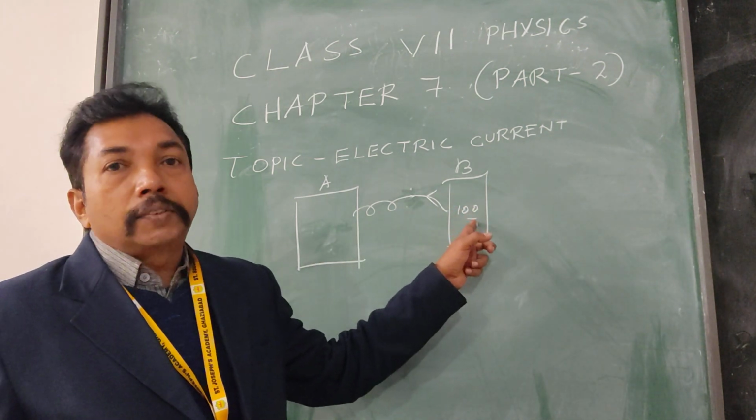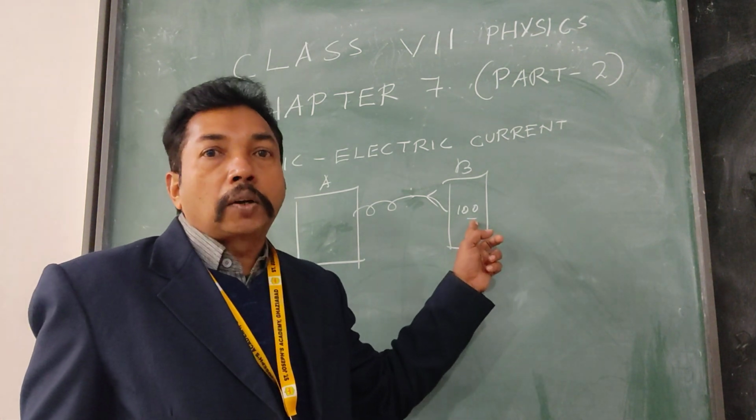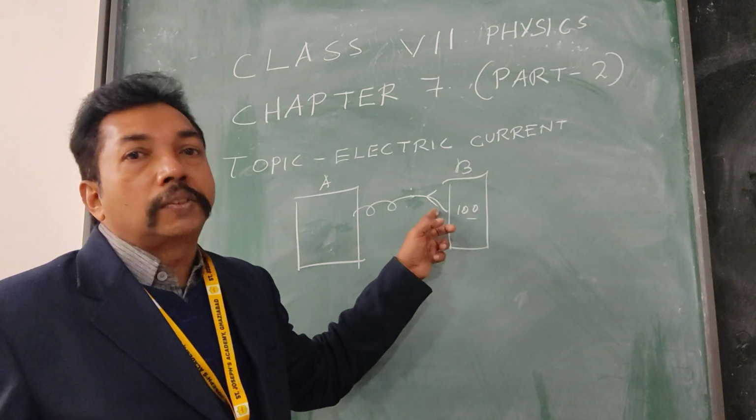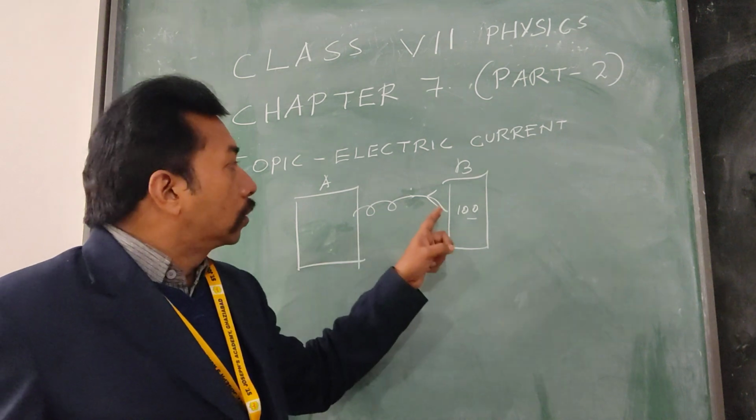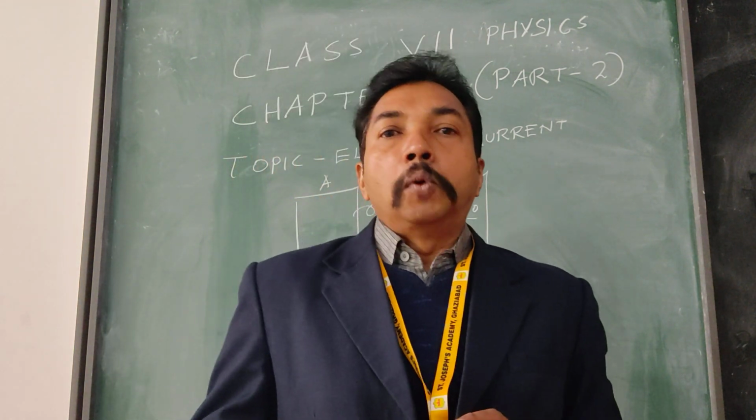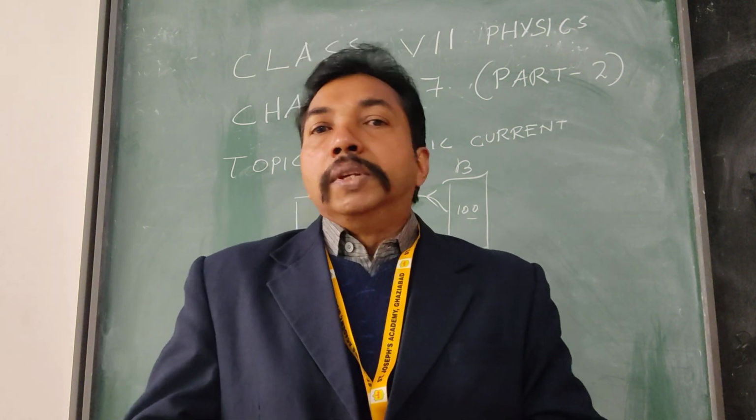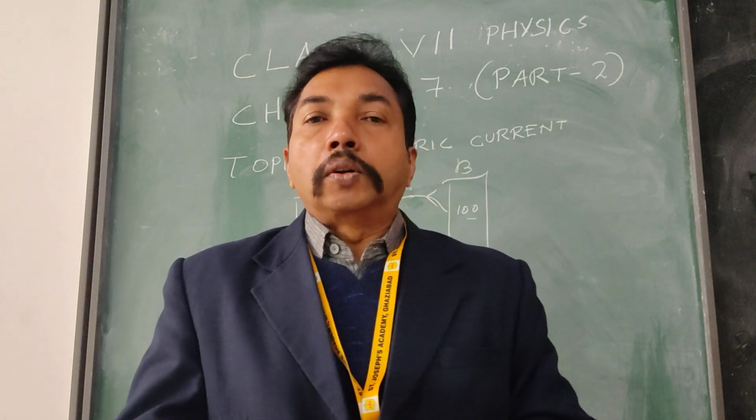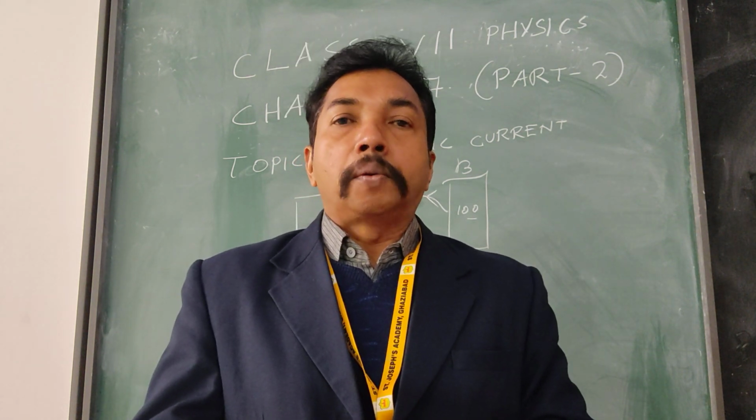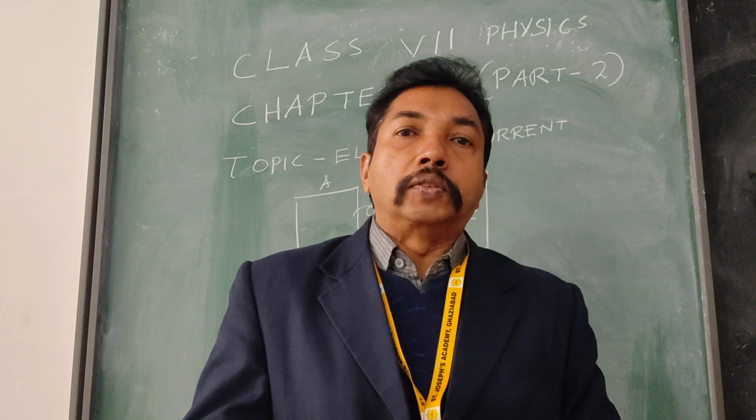And the body B has 100 negative charge. It means that this body B has 100 electrons more than the number of protons. So in this case, if these two bodies are connected together, the electrons will go from B to A. Always these electrons go from a body which has more concentration of electrons to the body which has less concentration of electrons. So the flow of electrons constitutes electric current, and the direction of electric current is taken opposite to the direction of flow of electrons.